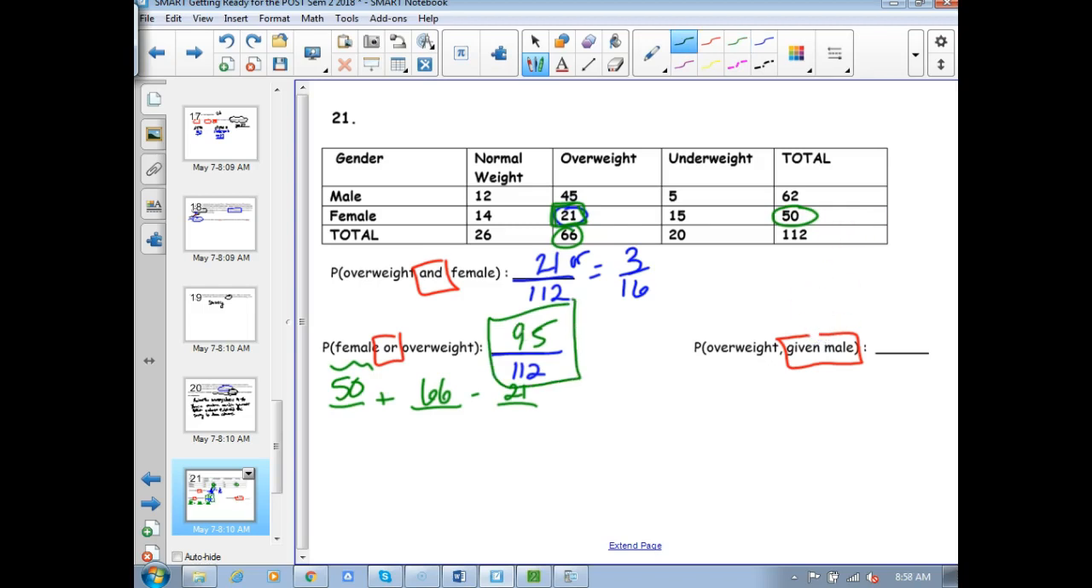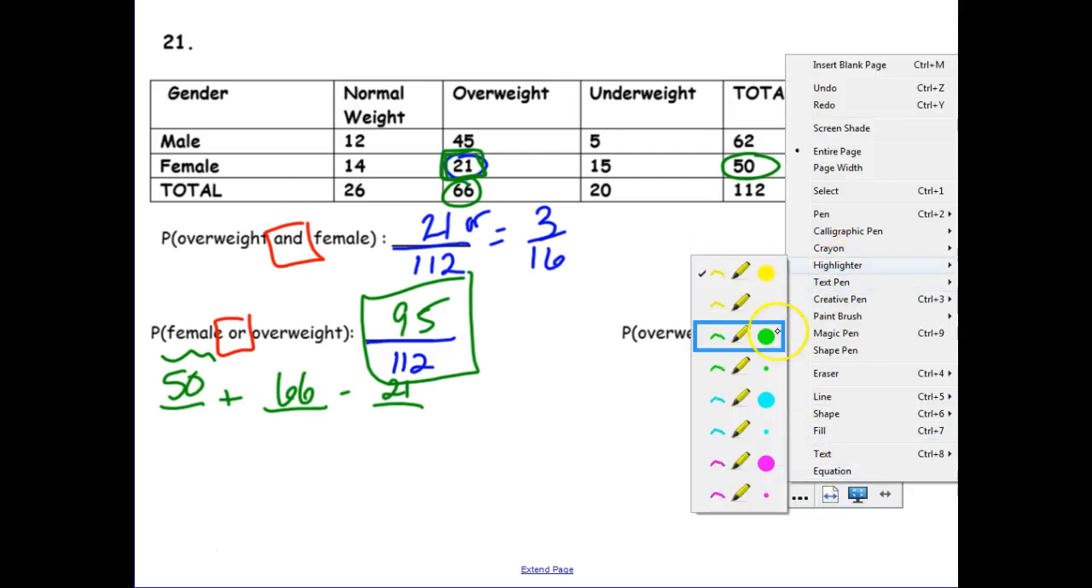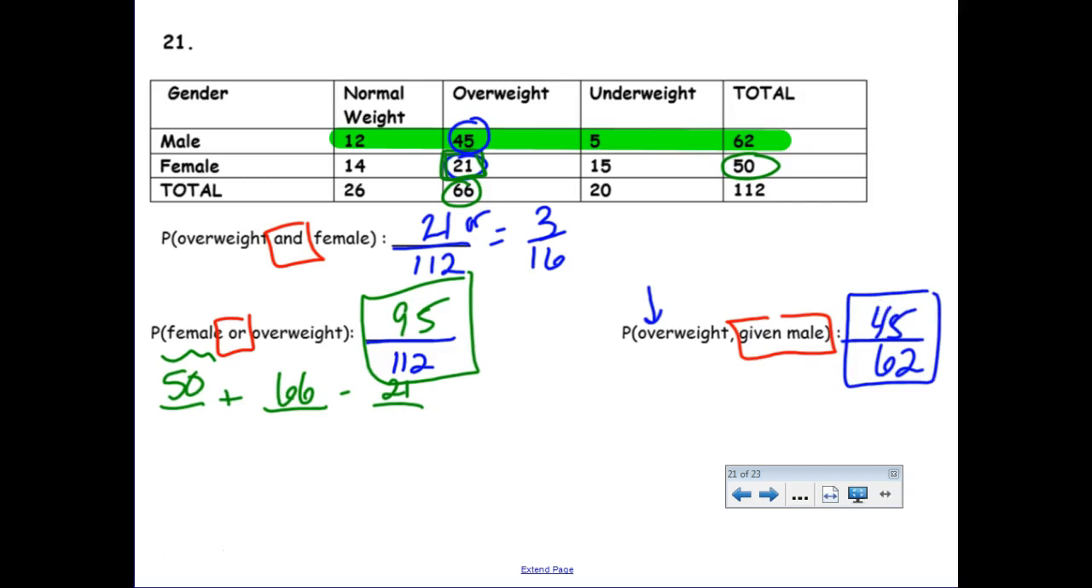Given is the one where you have to do some highlighting and you restrict your population. So, where's my highlighter? Why am I on a small screen? Oh goodness. Alright, here we go. Highlight. It says given, what does it say? Given male. So you're only going to be looking at the data from the male row. That's the only set of data you can use. So I see my denominator is going to be a 62. But in that data, how many people are overweight? It would be these 45 guys. And again, if it reduces, cool. If not, leave it. Frankly, I'm good if you just leave it unreduced.